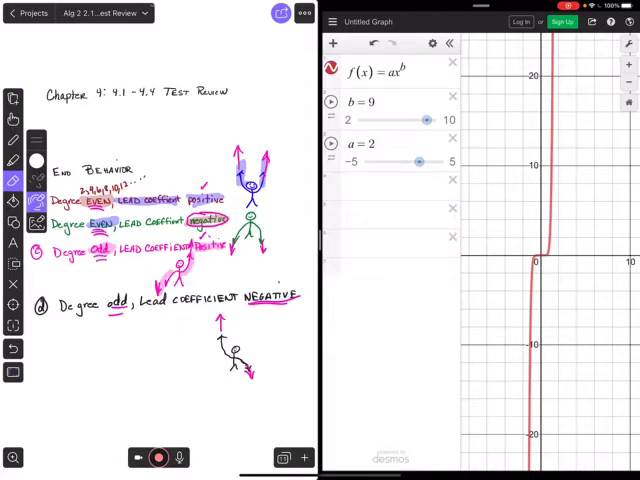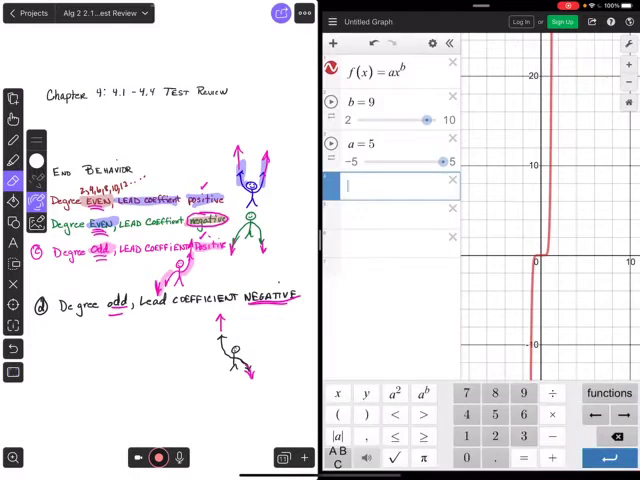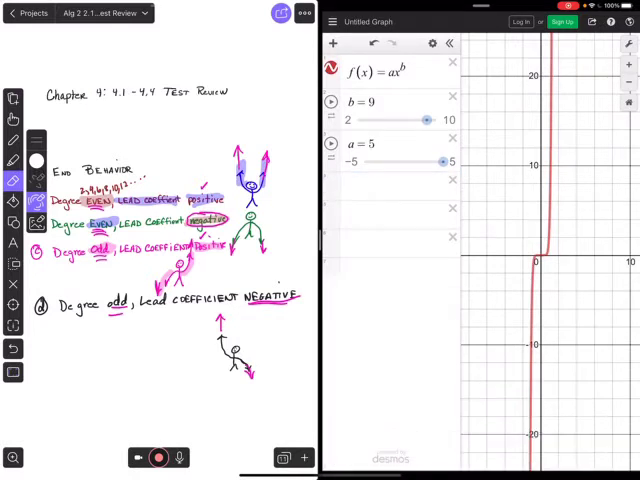Okay, and that will always be the case if you have an odd exponent and a is positive. Let's make another a that's positive. Let's crank it all the way up to 5. 5 does change the way it looks a little bit. You can see it getting narrower as a increases. But the right-hand side still always goes up. Left-hand side will do the opposite because our exponent is odd.